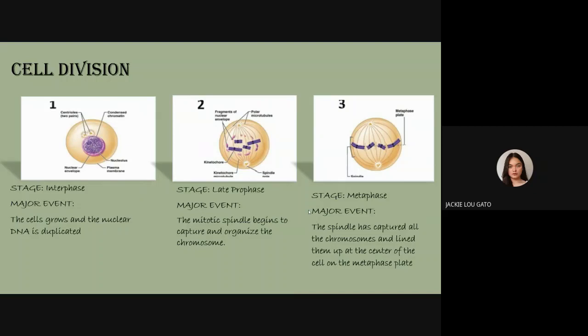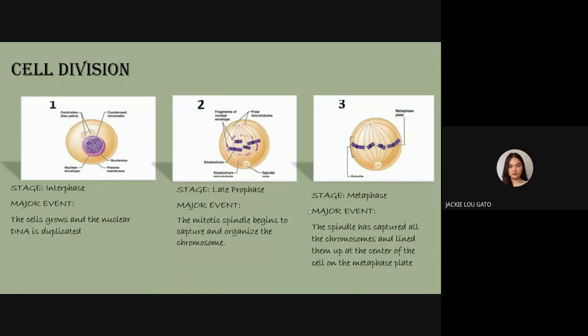For number one, our answer is interphase. In interphase, the cell grows and the nuclear DNA is duplicated. This phase deals with the preparation for the actual division, which occurs in M phase. For number two, our answer is late prophase. Late prophase, sometimes called prometaphase, is when the mitotic spindle begins to capture and organize the chromosomes. It is the phase where the chromosomes become more condensed and the nuclear envelope breaks down.